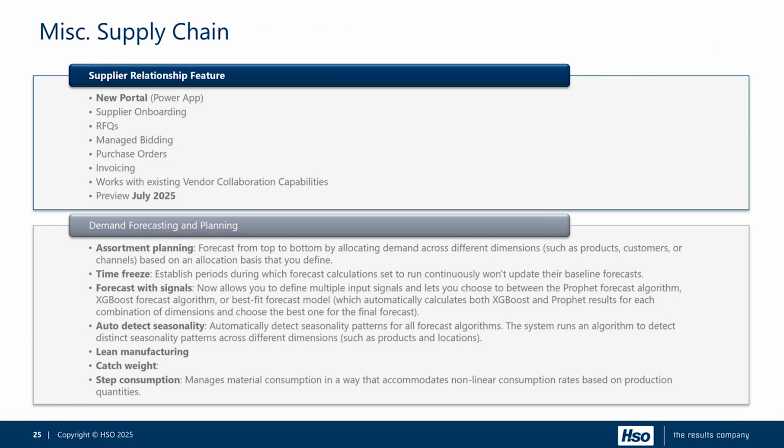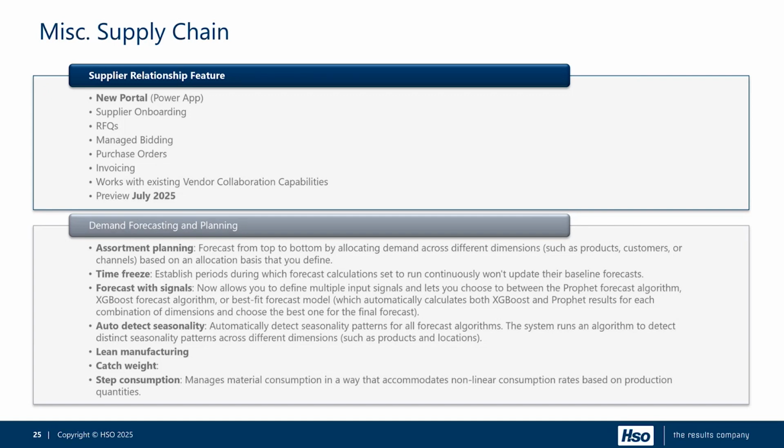So some miscellaneous bits in supply chain. There is a new supplier relationship feature coming. Some of you may have seen the vendor collaboration workspace, which is quite minimal, but does the job. But there's a new portal coming, which is going to allow you to enable things like supplier onboarding and RFQ responses and manage bidding, etc. And any changes which they want to put through, you don't have to do emails, etc. They can just have access to this portal.